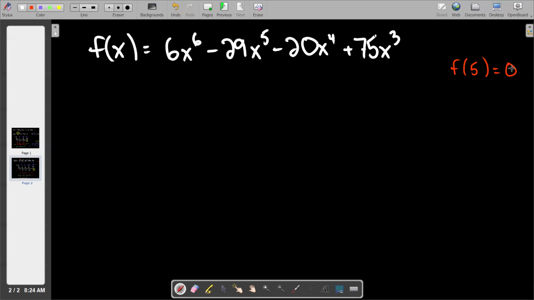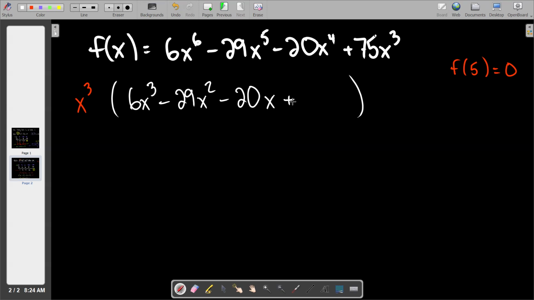What's the GCF? X to the 3rd is the best we're going to do. So I'm going to take an x to the 3rd and put it in a little bit of a timeout. And then I'm going to rewrite the polynomial with the x to the 3rd having been pulled out. So what's the first term going to be? Minus. And again, there really aren't any missing terms. It looked like it at the beginning, but it was just the result of the GCF.